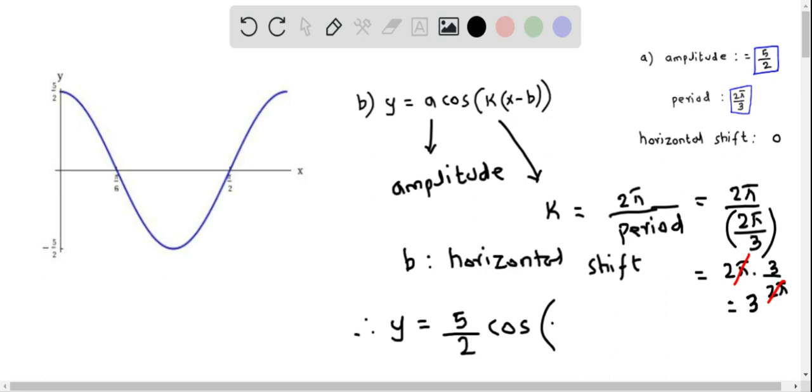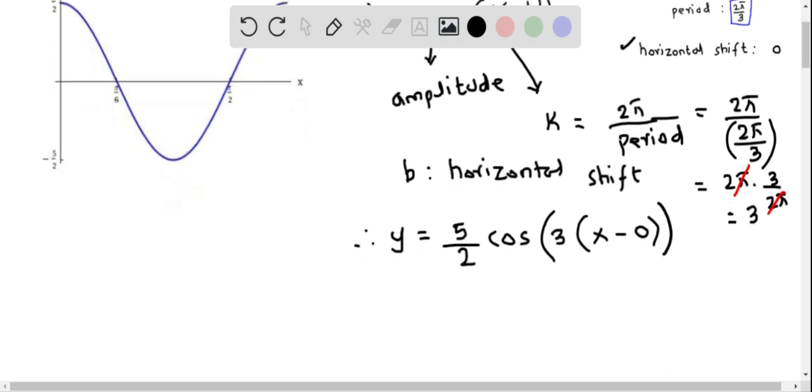Now let me plug in k equal to 3 here, and then x minus the horizontal shift, which is 0. So I replace b by 0. So let's simplify this. Therefore, we get the equation of this cosine function, and this equals 5 by 2. We can put this in decimals also, that is 2.5 times cosine 3 times x, because if we multiply with x, we get 3x, and then 3 times 0 is 0. So this is the cosine function in the form given.